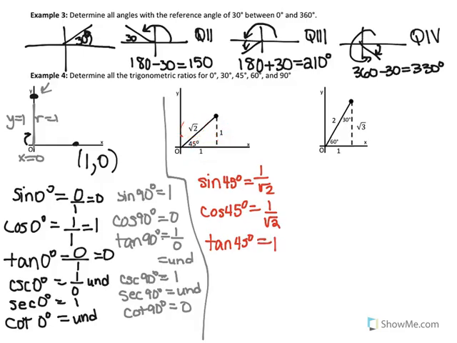Now we'll do the reciprocal to figure out all of our others. So we have cosecant of 45 degrees is equal to root 2 over 1, so root 2. Secant of 45 degrees is also root 2. And cotangent of 45 degrees, the reciprocal of 1 over 1, is 1.